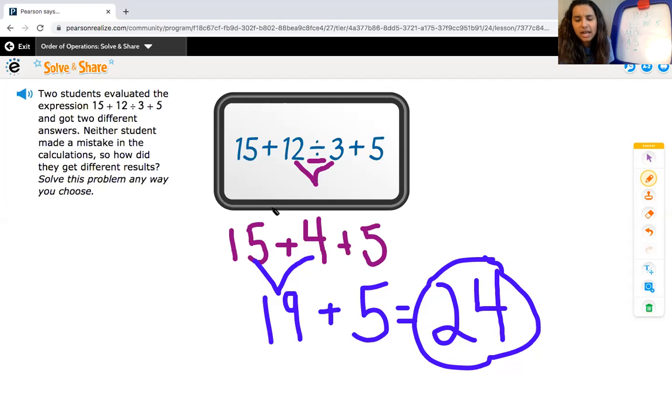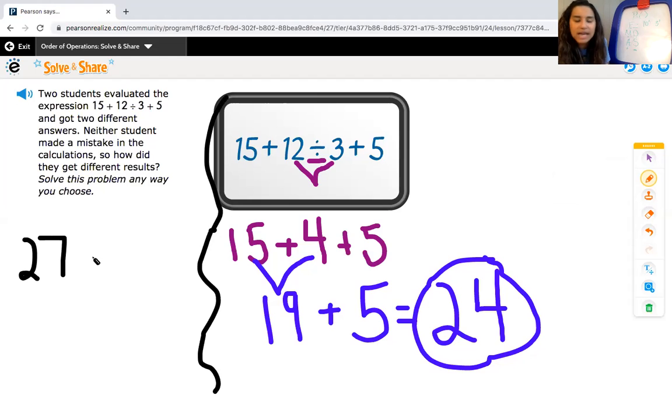Now let's take a look at maybe a student who didn't follow orders of operation. What kind of answer would they get? So I'm going to choose a different color. I'm going to use black, and this is for what not to do. This is for a student who didn't follow the orders of operation. If I didn't know anything about the orders of operation, I probably would have just done 15 plus 12, right? And 15 plus 12 is 27.